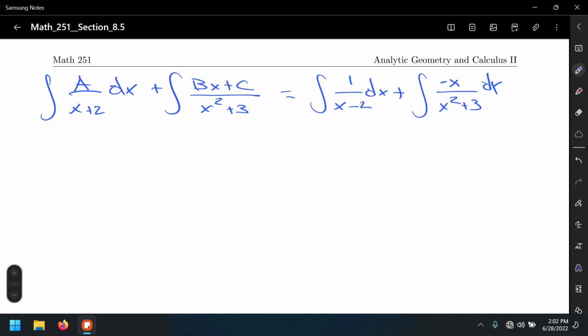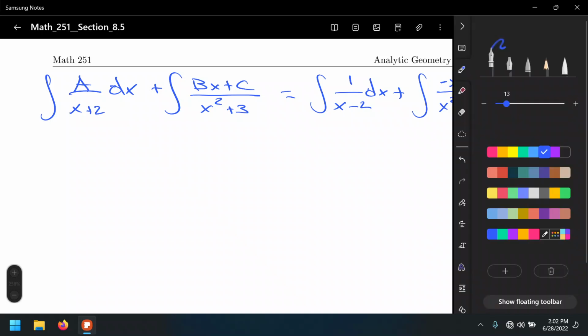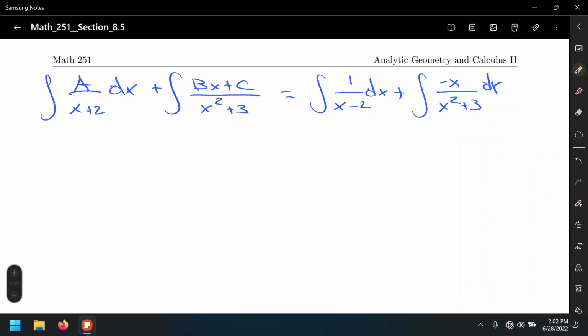Perfect. So let me set up a u du for the second one. I had this extra page from last semester, but I just realized that the work I had was from the previous example. So anyway, u equals x squared plus 3, du equals 2x dx, where x dx equals 1/2 du.